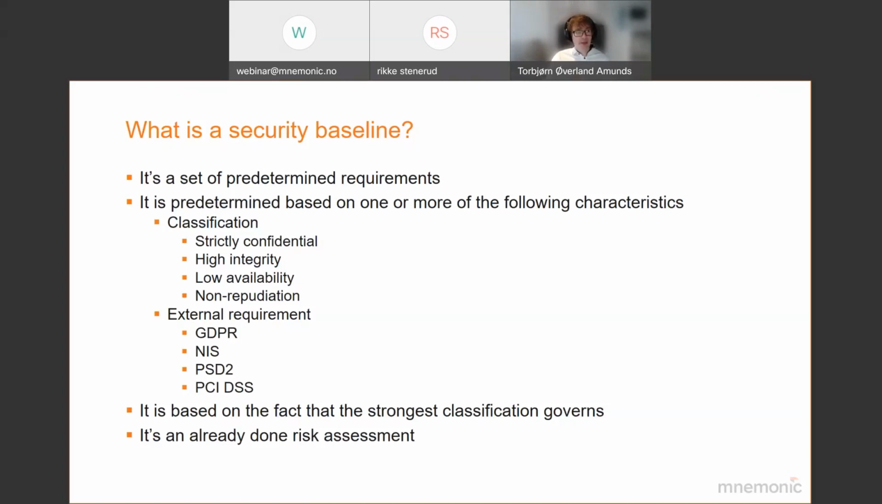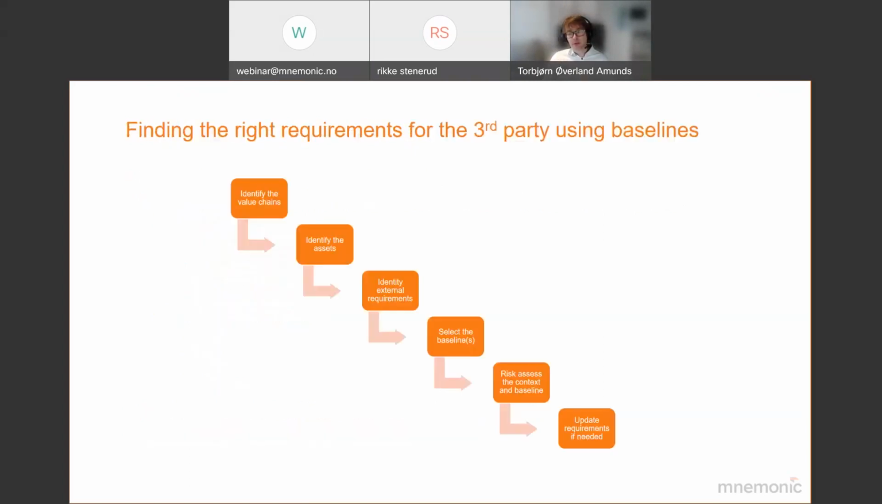So if we then look at how the process looks after this, we have sort of added a new step. We identify the value chains, we identify the assets, we identify external requirements, but based on that, we have enough to select one or several baselines. Now that is a big improvement, because instead of doing risk assessment from scratch, when we risk assess the context and the baseline, we're actually assessing the fit of the baseline with the context. And a lot of the work is put there. This gives us several benefits, which I will go through.